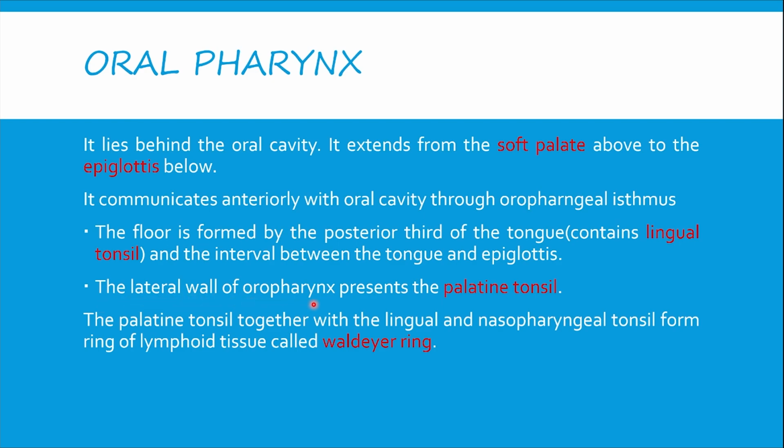The lateral wall of the oropharynx presents the palatine tonsil, and together the palatine tonsil with the lingual and nasopharyngeal tonsils form a ring of lymphoid tissue called Waldeyer's ring.